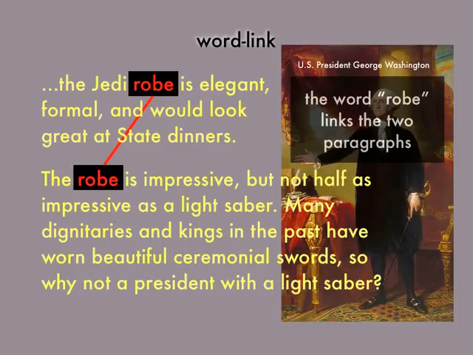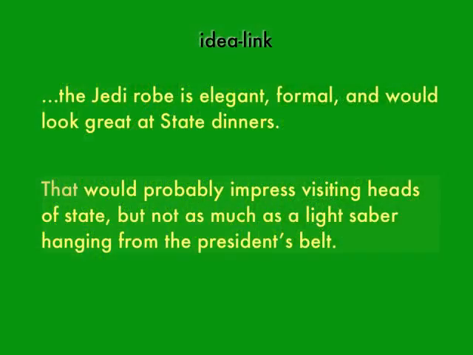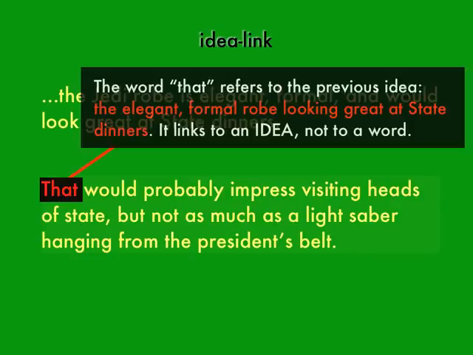Another kind of paragraph link is the idea link. Here, rather than using a word, you refer to an idea from the previous paragraph like this. The Jedi robe is elegant, formal, and would look great at state dinners. That would probably impress visiting heads of state, but not as much as a lightsaber hanging from the president's belt. The words this, or that, or the phrases that concept and such an idea can be used to refer to an idea or an image in the previous paragraph. An idea link connects an idea you've just described to whatever you're about to say next. I like these and I recommend them.